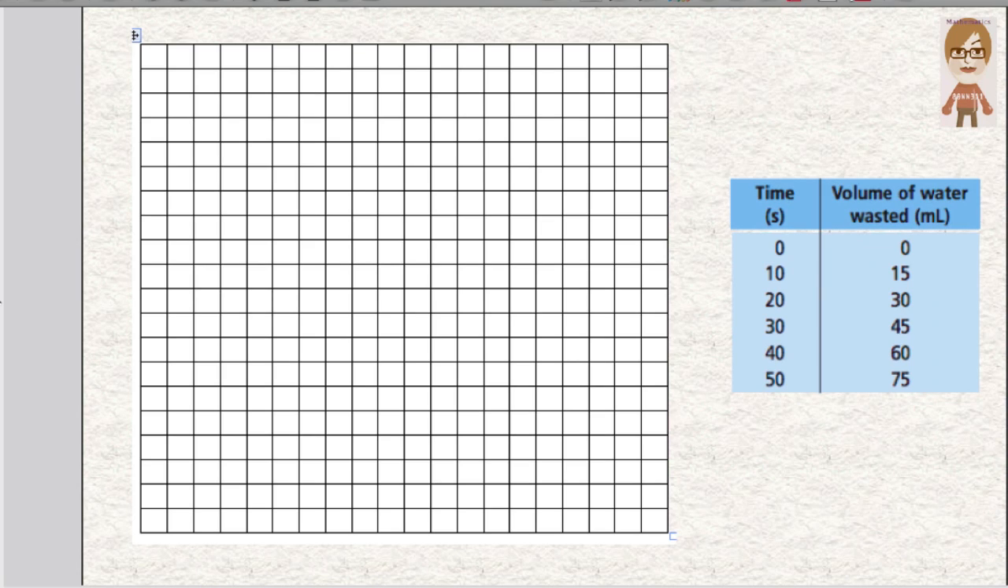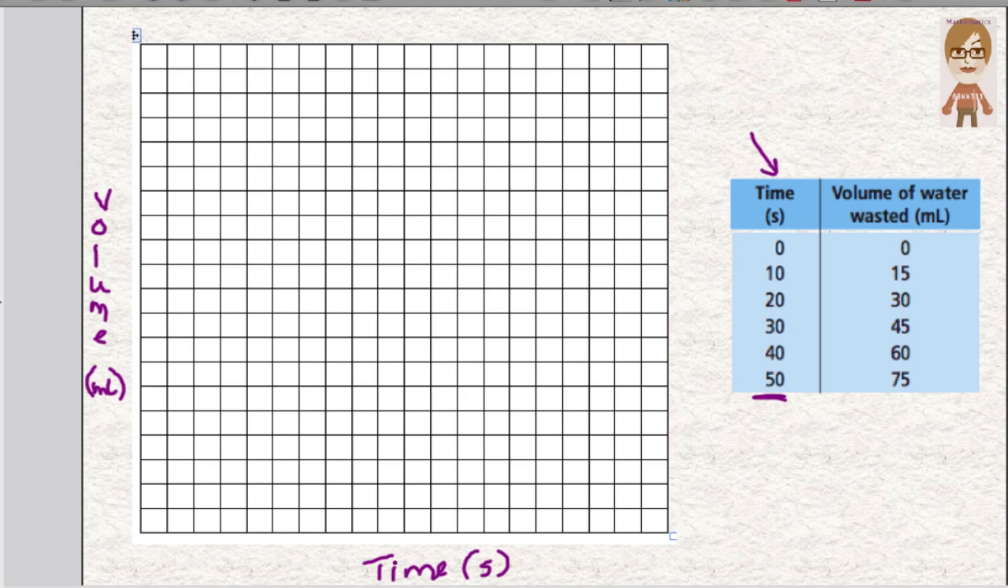So here's a graph. Please remember that if you come to the time first on the left-hand column, then time should go along the bottom axis of your graph. So time should be on the horizontal axis, and that's in seconds, and volume on the vertical axis, and that's in milliliters. Okay, what I do know is that it has to go up to 50.